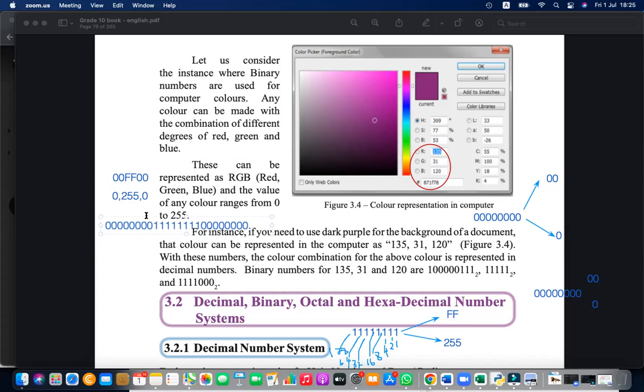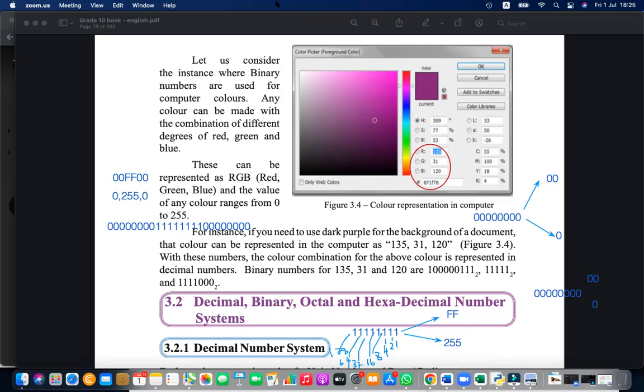Is binary easy or the others? Which is shorter in length, hexa or binary? Which is good? Hexa. Hexa is good, right? That is why computers prefer hexa.